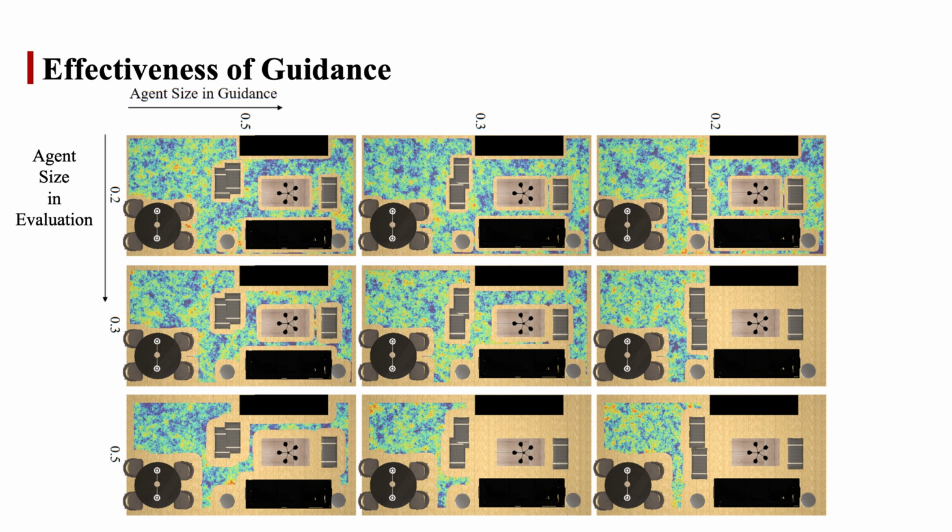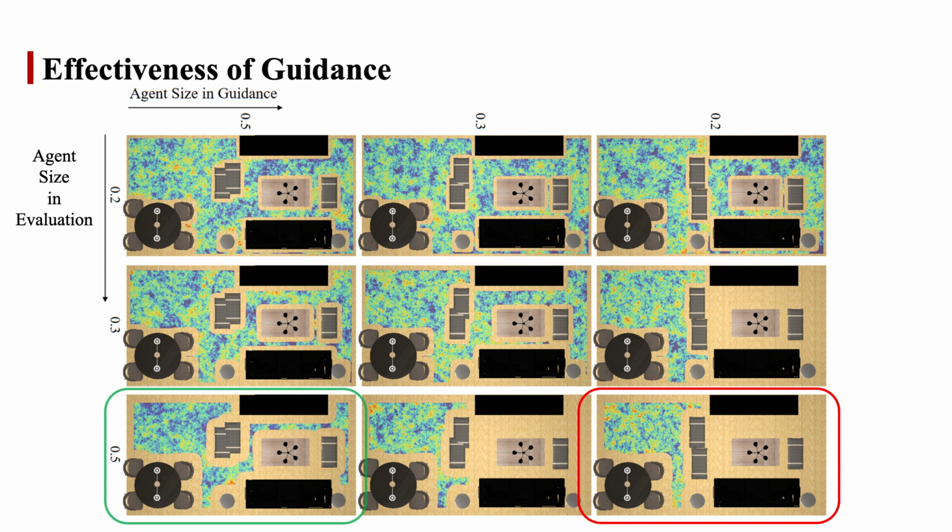We also test different agent sizes in reachability guidance. Results show guidance on a smaller size is not suitable for an agent with a larger size, where the agent can only reach half of the room. And guidance on a larger size expands the walkable area to suit a larger agent and make the whole room reachable.